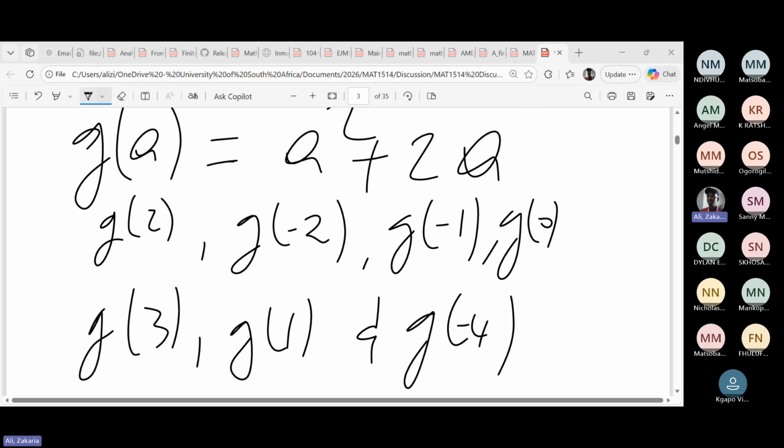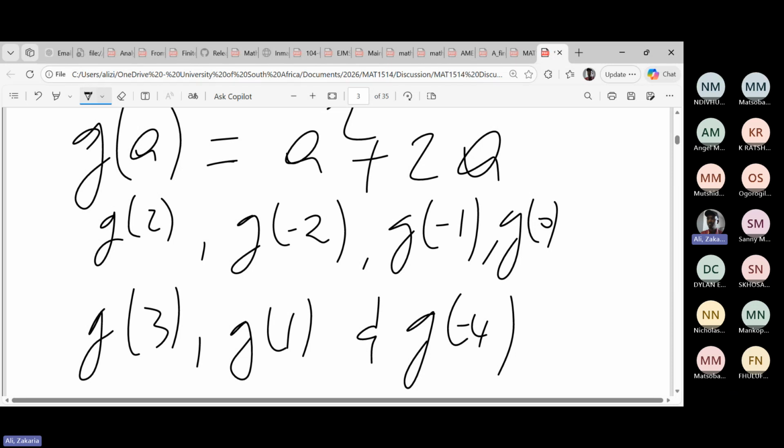Given any variable, if I have a function f of a given by a squared plus 2a, I can ask you to evaluate it for any value a takes, as long as a is in the domain. For g of a equal to a squared plus 2a, a can be anything. A can be any positive number, any negative number. So the domain is the set of real numbers, from negative infinity to positive infinity. That's why I've been popping in values like minus 2, 2, minus 1, 0, 1, 4, minus 4, and so on.